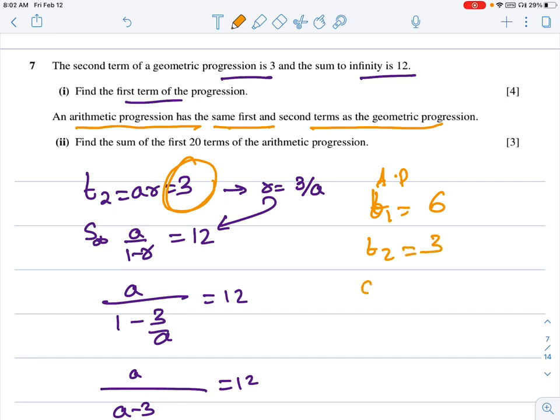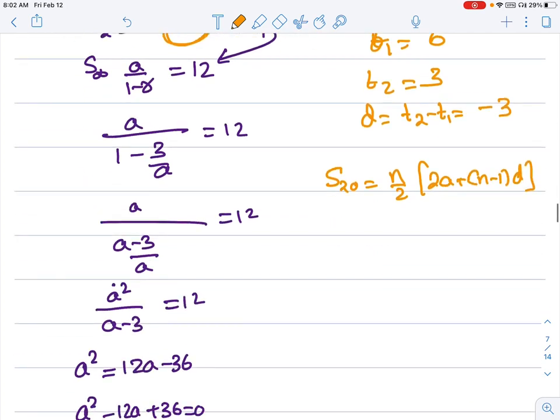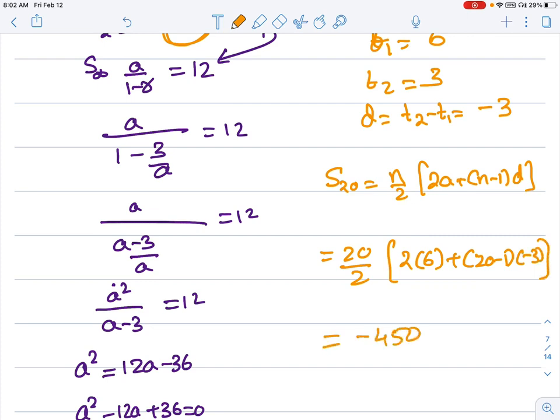Once I know the first term and second term, I can immediately find the common difference, T2 minus T1, which is 3 minus 6, which is minus 3. What is he asking? Sum to 20 terms. S20 is equal to n upon 2 times 2a plus n minus 1 times d. Plug in those values: 20 upon 2 times 2a, a is 6, plus 20 minus 1 times minus 3. Simplify that, minus 450.